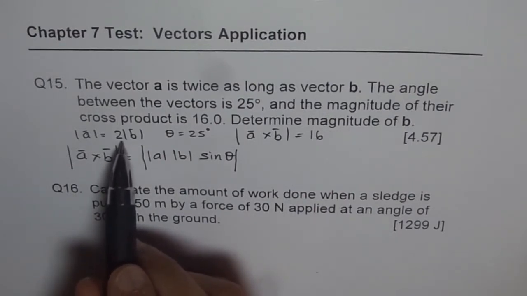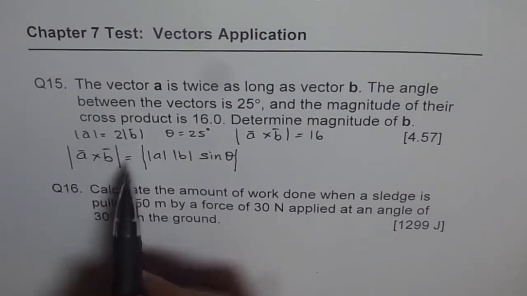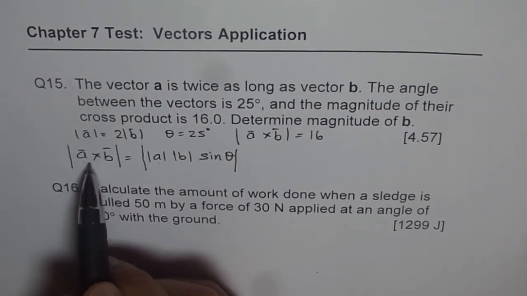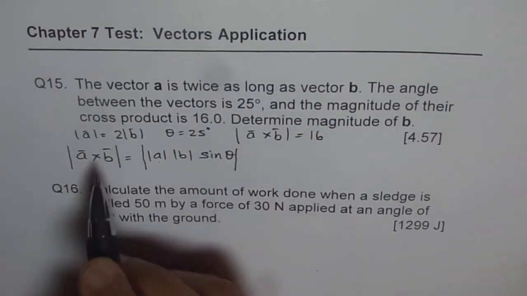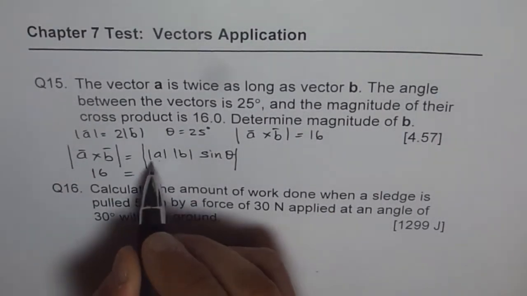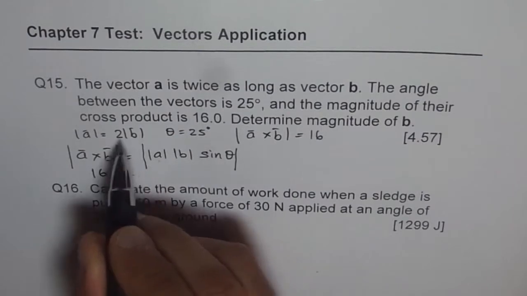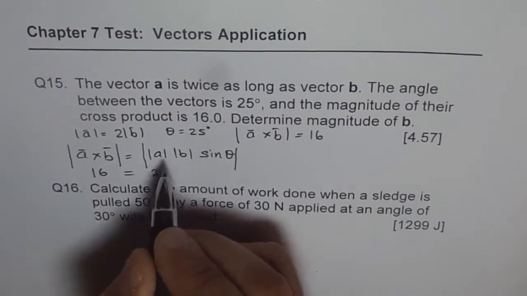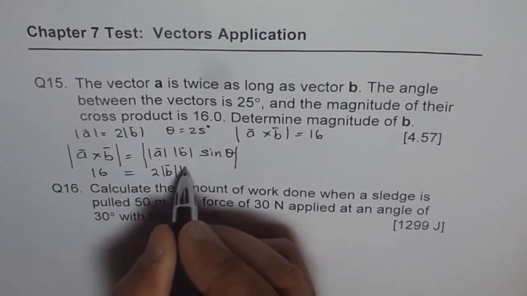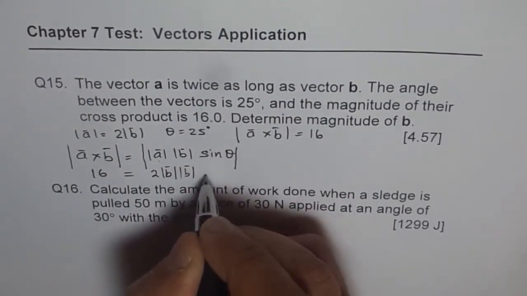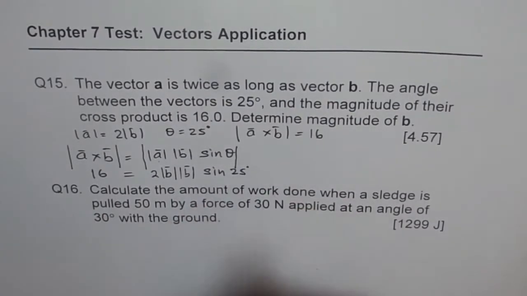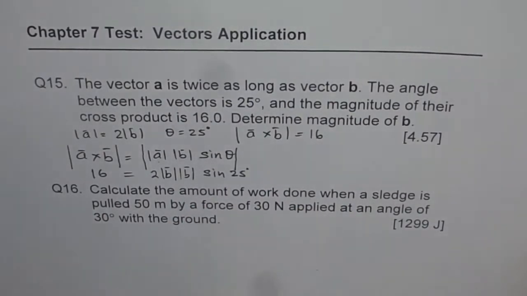Now A is twice B, so we can use this value of A as twice B. And we know what the A cross B magnitude is, which is 16. So we'll use this equation and write 16 here for A cross B. And in this case, A is twice B, so I'll write 2 times magnitude of B. Is it okay? And then we have magnitude of B and sine of the angle, which is 25 degrees given to us. So that is what is given to us. Okay.